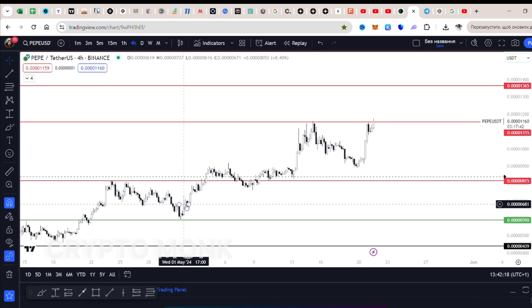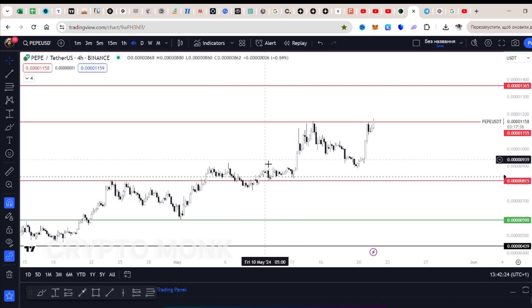Here, when I see this pattern forms on the chart, I buy Pepe for spot and sell partially here. Then I'm waiting to see how the price continues to move on the chart. If the price reacts to the next level, I buy the position again and sell it when it reaches the next level. Here, the price may correct.